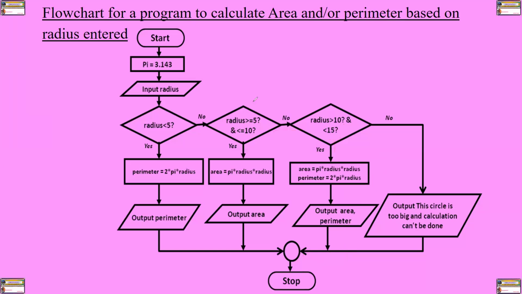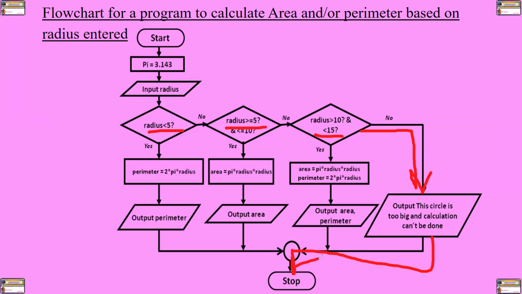Otherwise, if none of those conditions are true, the value entered is not less than 5, it is not between 5 and 10, it is not more than 10 but less than 15, then meaning the value is more than 15, then it simply means that none of those operations can be carried out, and therefore the message to be displayed on the screen is: this circle is too big and the calculation cannot be done, and the program will terminate.